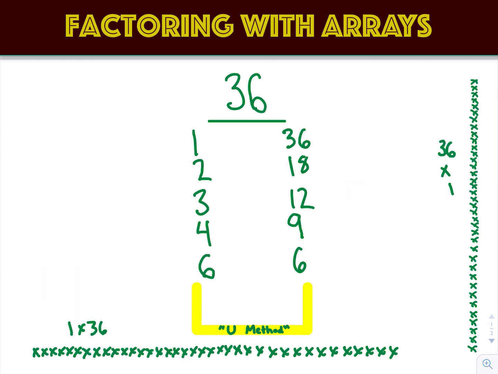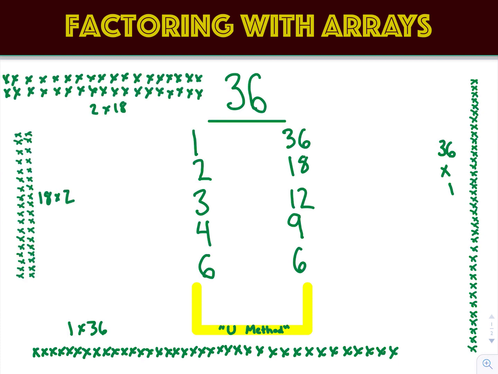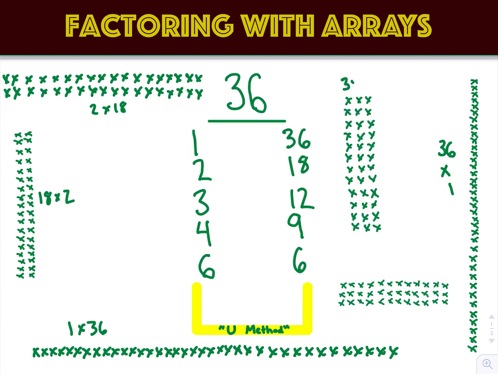Okay, I have my first two arrays here. I have a 1 by 36 array on the bottom, and then on the right side we have that same array, but as a 36 by 1. We have both a horizontal and a vertical array. Okay, next I also have my 2 by 18, and then my 18 by 2. Next up I have my 3 by 12 array, followed by my 12 by 3 array right here.